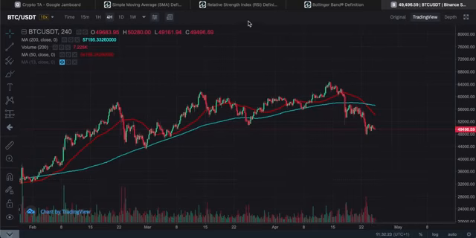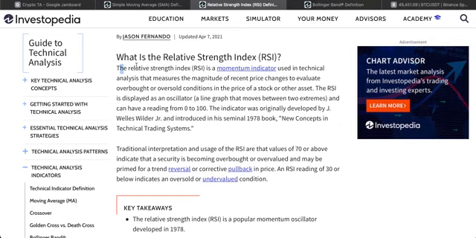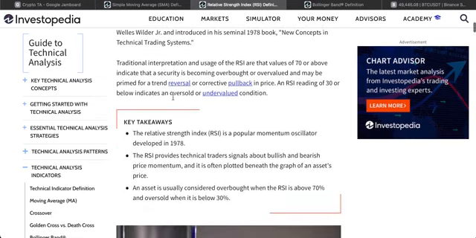Next up, I want to talk about the RSI, or the Relative Strength Index. As you can see here, the Relative Strength Index, RSI, is a momentum indicator. So this tells you about the momentum of a move overall. It does not tell you where prices will go, of course, but just the momentum of a price move, which is really important for traders.